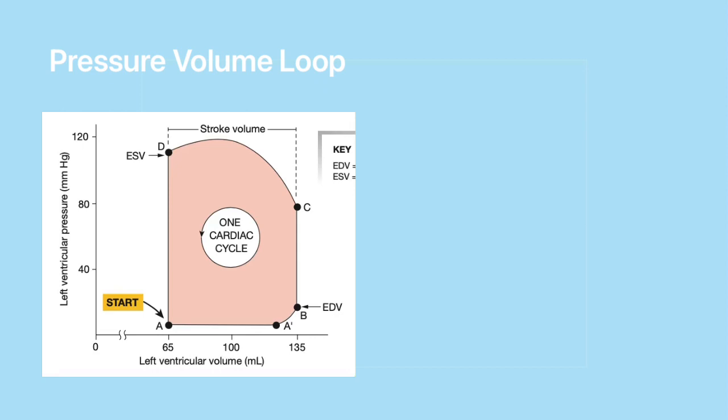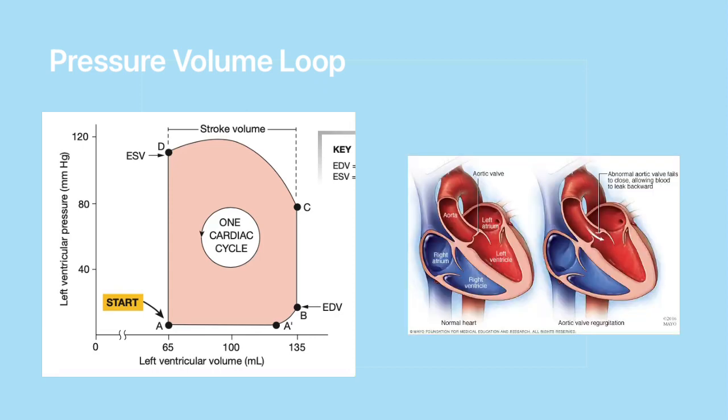Point D to A represents isovolumic relaxation, where the ventricle is relaxing but the volume in the ventricle does not change. This occurs when the aortic valve closes. The valve closes because the blood in the aorta wants to go down the pressure gradient and back into the ventricle as the ventricular pressure falls below aortic pressure.